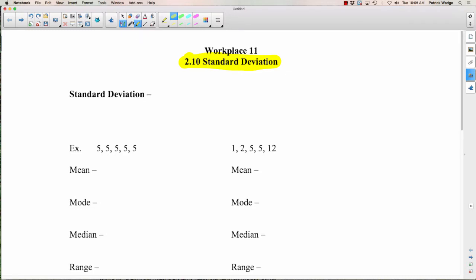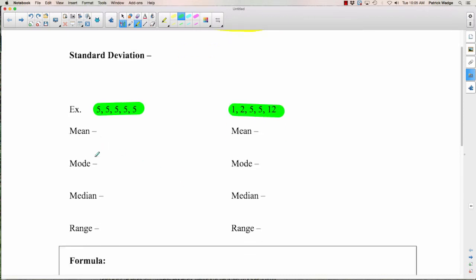So what we're going to do to start is look at two sets of data. We have this set right here, 5, 5, 5, 5, 5, and we have this set, 1, 2, 5, 5, 12. And we're going to calculate the four things we learned last time: mean, mode, median, and range. So let's do that right now.